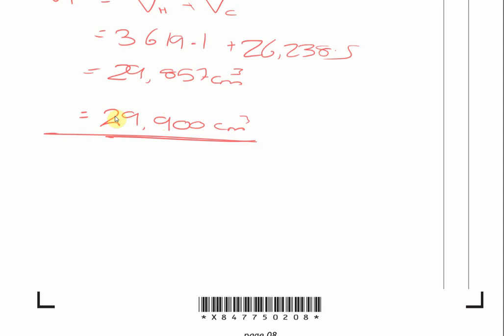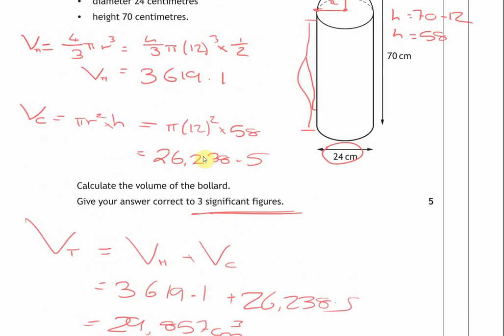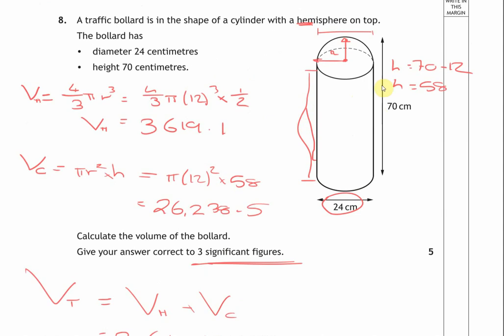So you can see there is a lot of calculations involved, but you just need to take your time and be careful of the height of the cylinder. Don't take it as 70, because the 70 is the overall height of the system.